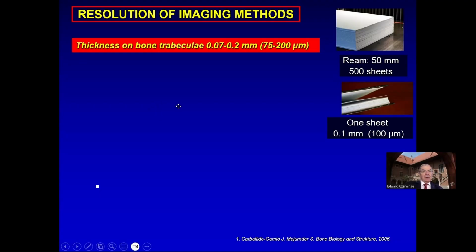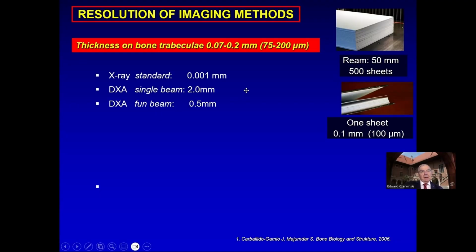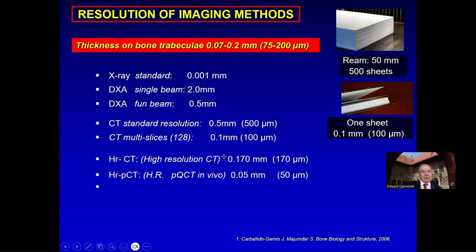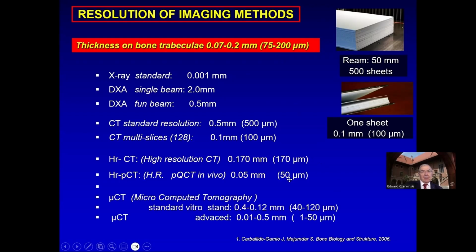And the resolution of the methods which we have: standard X-ray can find it. DEXA absolutely not, with 2 millimeters, and fan-beam not, with 5 millimeters. QCT resolution, normal standard QCT, is 0.5 millimeter. Multi-slice is even down to 1/10 of a millimeter. We have high resolution QCT at 0.7, not close to the trabecular dimension.